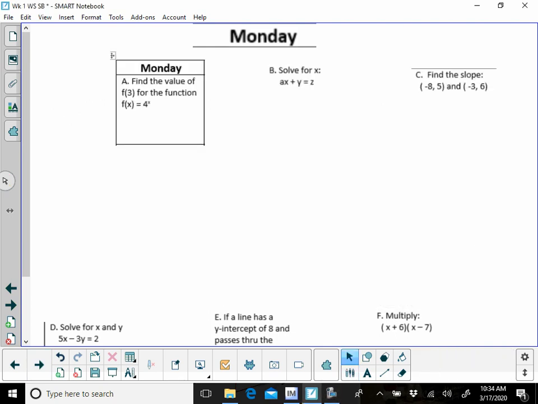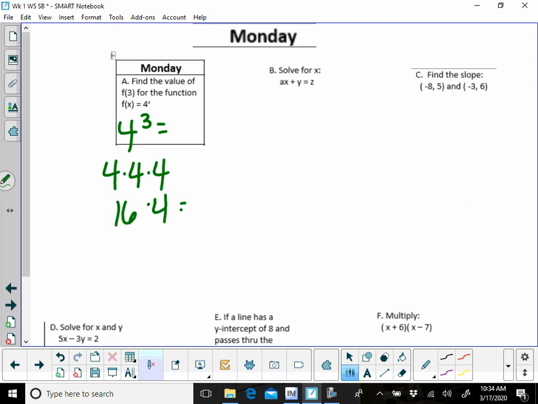Looking at Monday, letter A, this is just an exponential function, so they said f of 3, so all you're going to be doing here is plugging 3 in for your x. That's going to be 4 to the third, and we know that 4 to the third is the same as 4 times 4 times 4, which is going to give me 64.